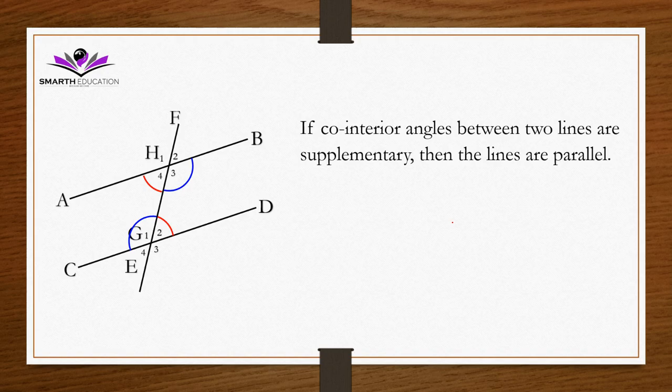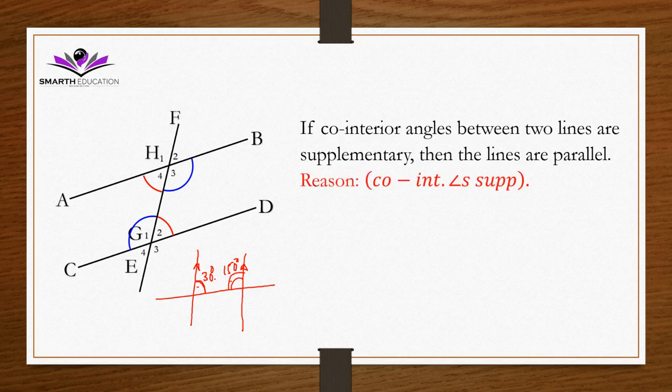Okay, and then what does the converse say? If co-interior angles between two lines are supplementary, then the lines are parallel. So, meaning that if we have our two lines here, and then we have the transversal, and then if this angle and this angle add up to 180 degrees, let's say this one is 30 degrees, this one is 150 degrees, they add up to 180 degrees, then it means that these two lines are parallel to each other. That's the converse. Then the reason you write is co-interior angles supplementary.